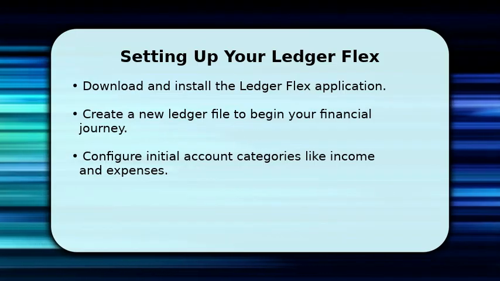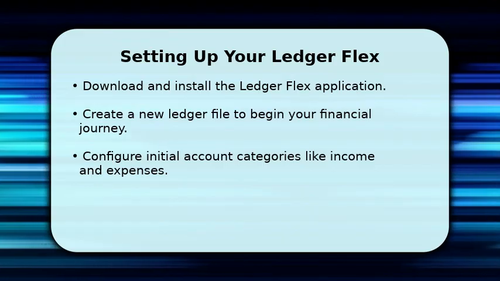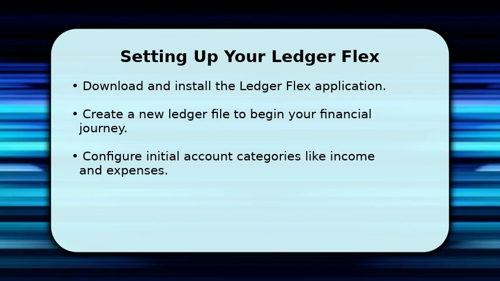Next, set up your initial account categories. Think about common income sources and expense types, such as salary or groceries. This foundational step takes only a few minutes but is crucial for accurate tracking.